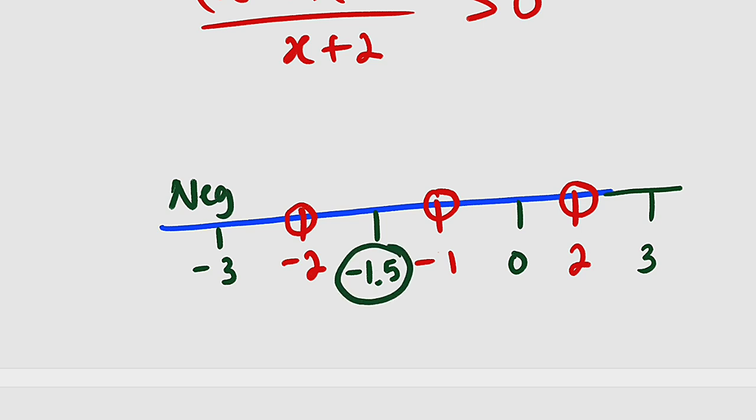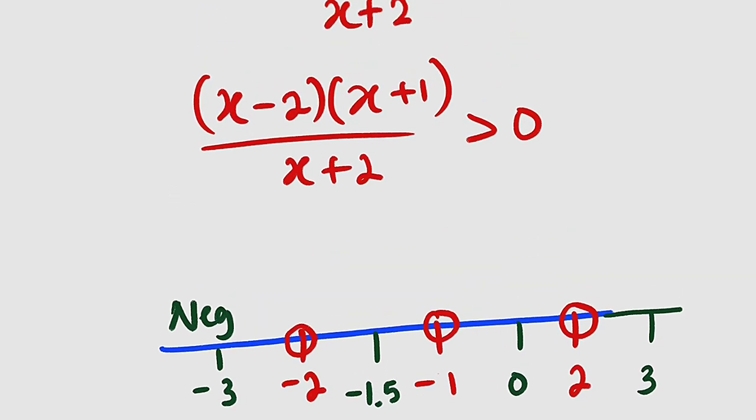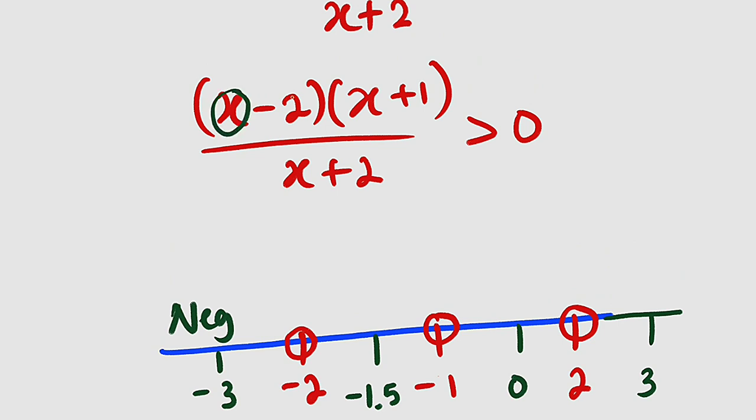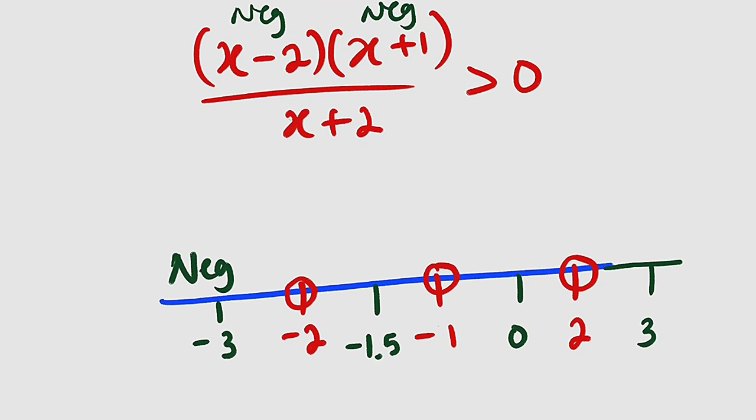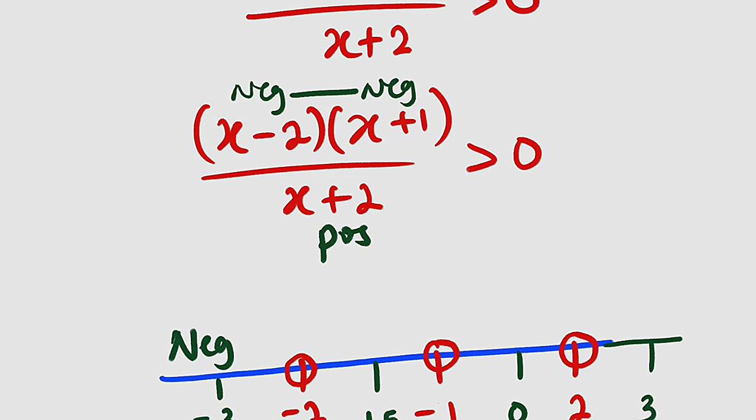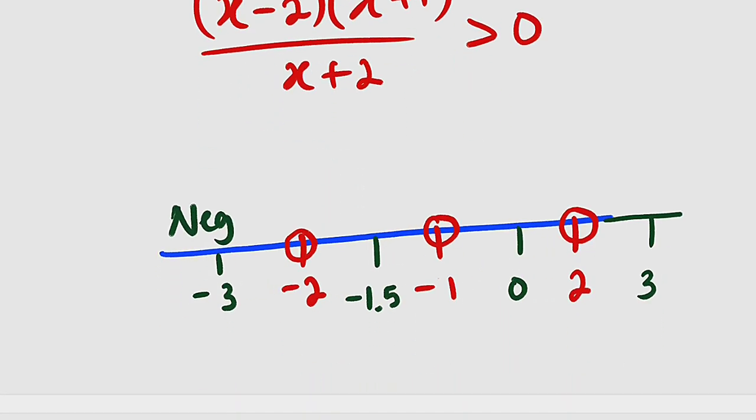Then let's take this value, which is -1.5. -1.5 minus 2 will give us negative. If x is -1.5, if you add it to 1, you're still going to get negative. The bottom, we have positive because 2 is greater than 1.5. By adding them together, you're going to get positive. So you can see that negative times negative is positive, and positive divided by positive is still positive. So in between -2 and -1, we have positive.